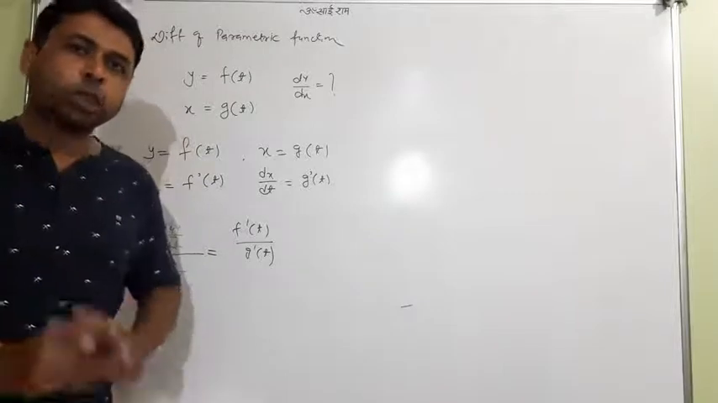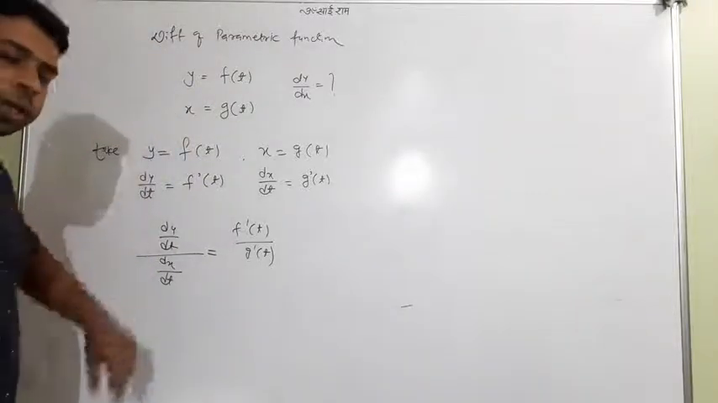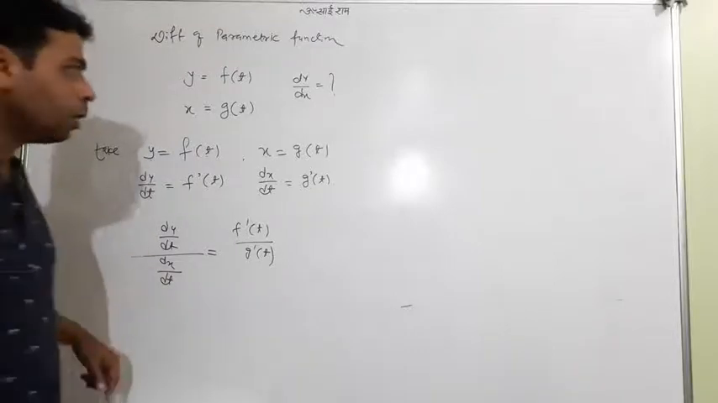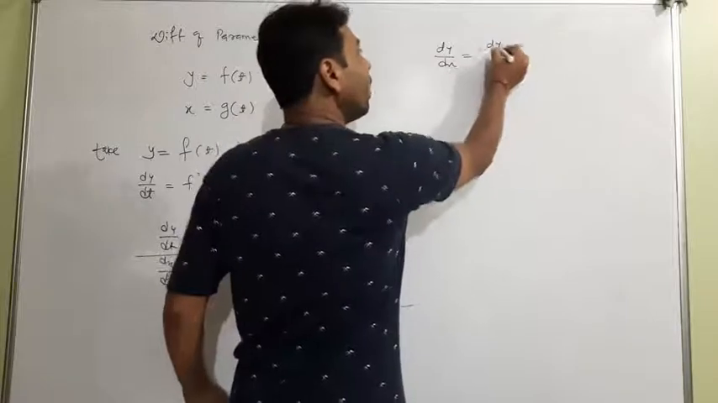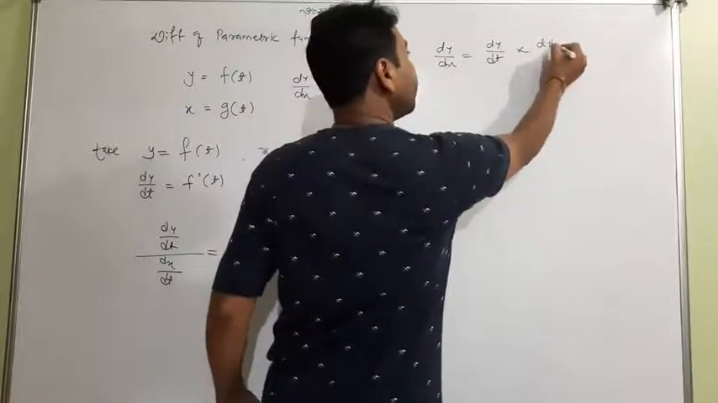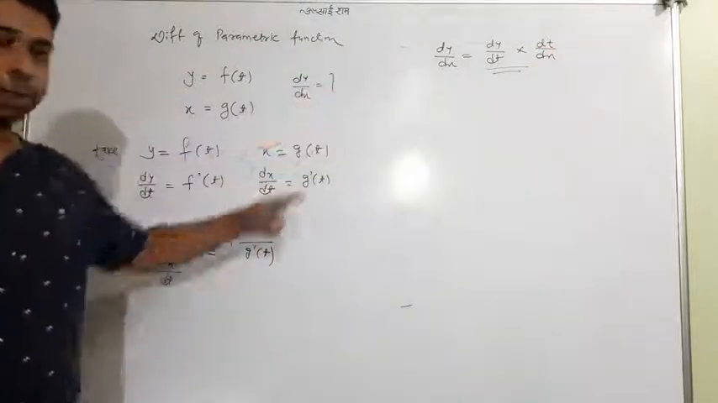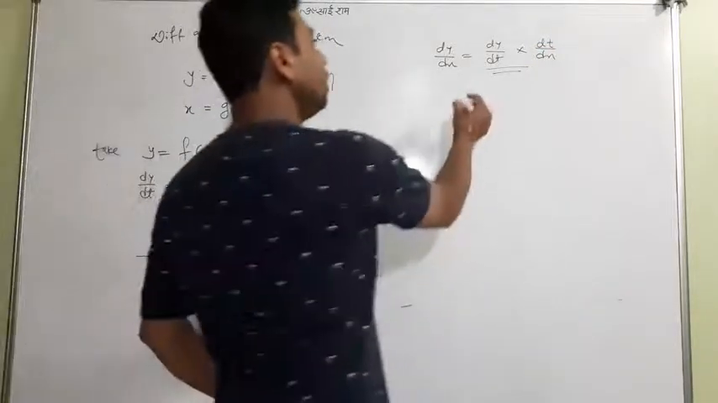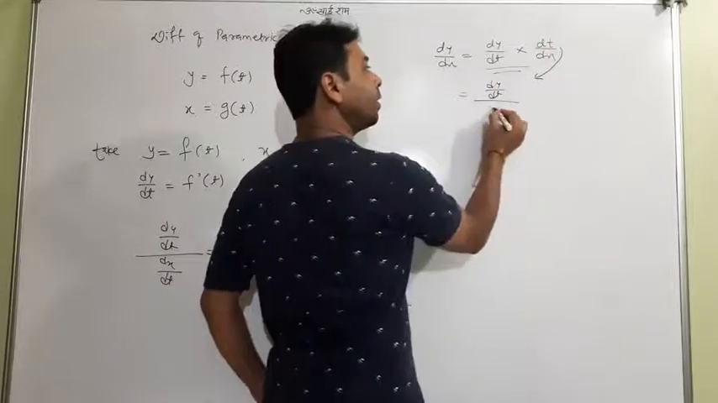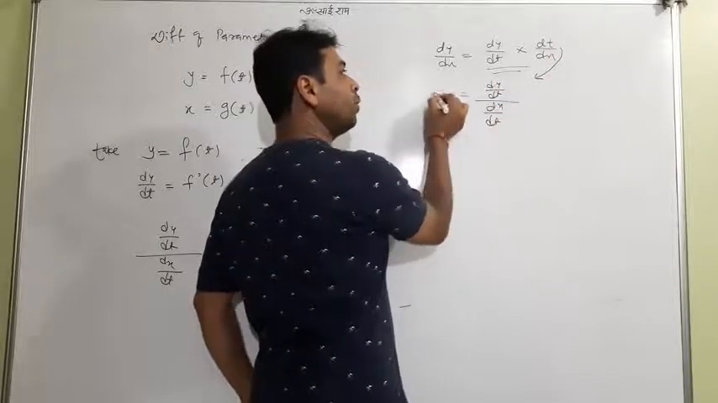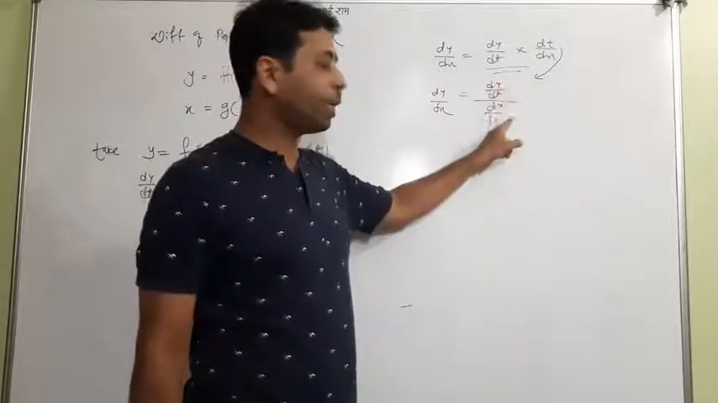You can consider that dy by dt upon dx by dt is none other than dy by dx. And you have also read the chain rule. What is the chain rule? dy by dt into dt by dx. This and this are not different, both are actually the same. When you transfer that dt by dx to the denominator, it becomes dx by dt. So what is the difference between them? They are all the same. So dy by dx is equal to dy by dt upon dx by dt.